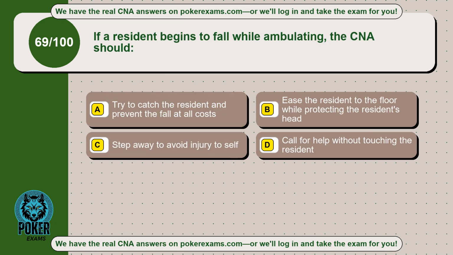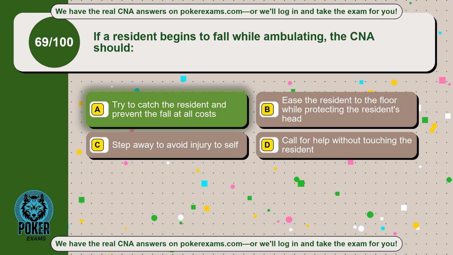Question 69. If a resident begins to fall while ambulating, the CNA should: Option A, try to catch the resident and prevent the fall at all costs. Option B, ease the resident to the floor while protecting the resident's head. Option C, step away to avoid injury to self. Option D, call for help without touching the resident. The correct answer is option A, try to catch the resident and prevent the fall at all costs.